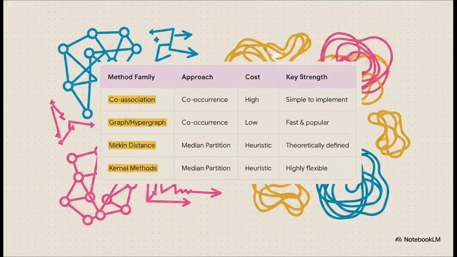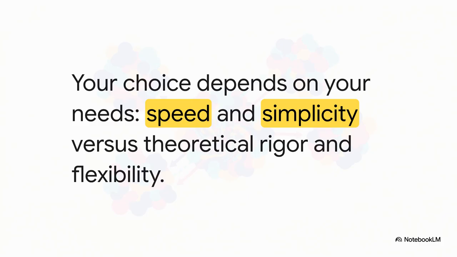Then you've got the other camp, the median partition methods. These are more theoretically pure, but you're always dealing with that heuristic-dependent cost. Their performance really hinges on the cleverness of the approximation you're using. So when it comes right down to it, your choice really depends on what you need. Are you working with a massive data set? Is speed your number one priority? Then you should absolutely be looking at a graph-based method from that co-occurrence family. It's probably your best bet. But if you need something that's more theoretically sound, or maybe you need the kind of flexibility that kernel methods can offer, then it might be worth diving into the extra complexity of the median partition approaches.